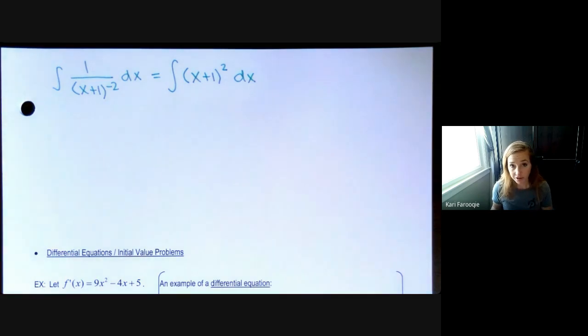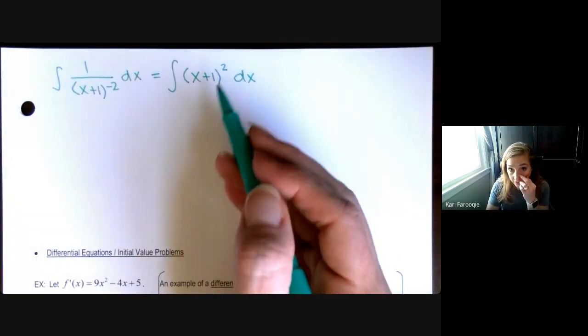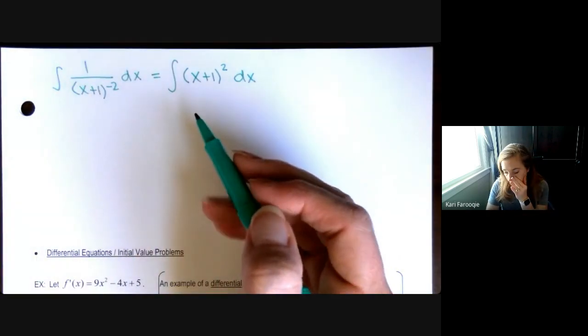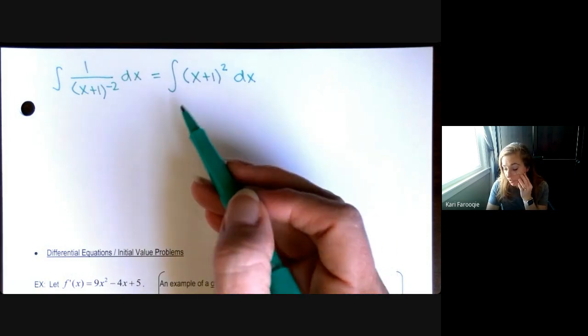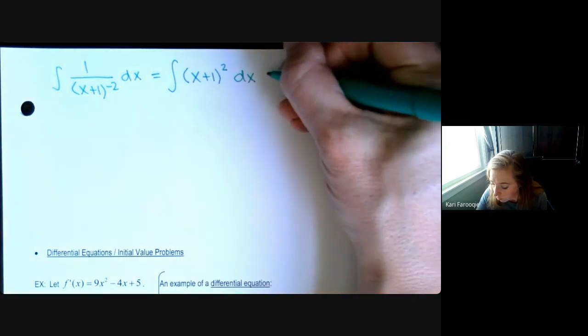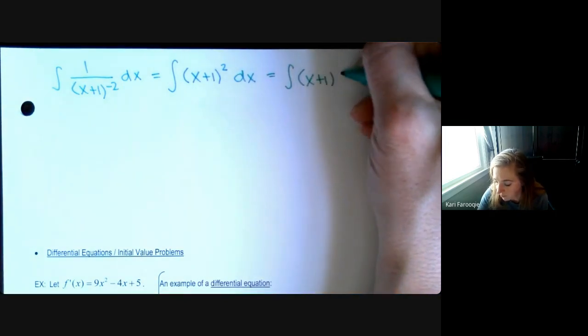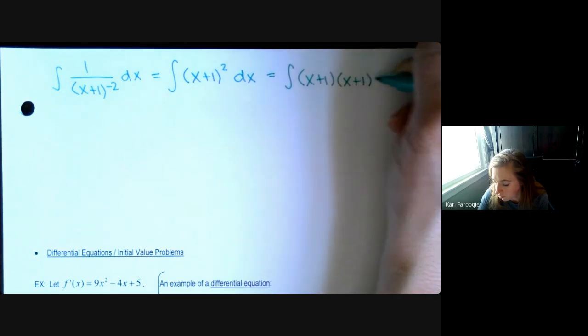All right, couple things here. First, again, I cannot just increase the exponent by 1 and divide by the new exponent. That's not going to work here because I don't just have x, I have a quantity. So what I'm going to need to do is I'm going to need to square this. And we did this with derivative rules also.